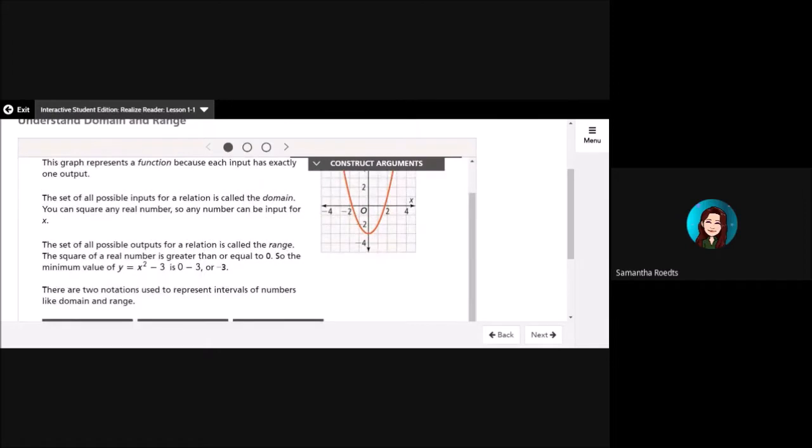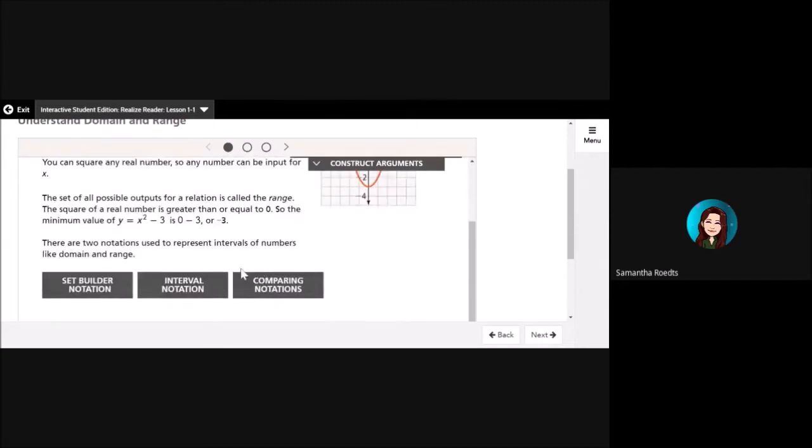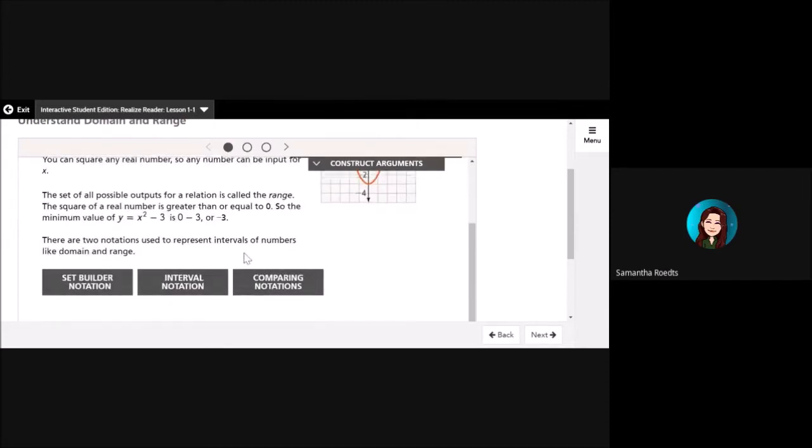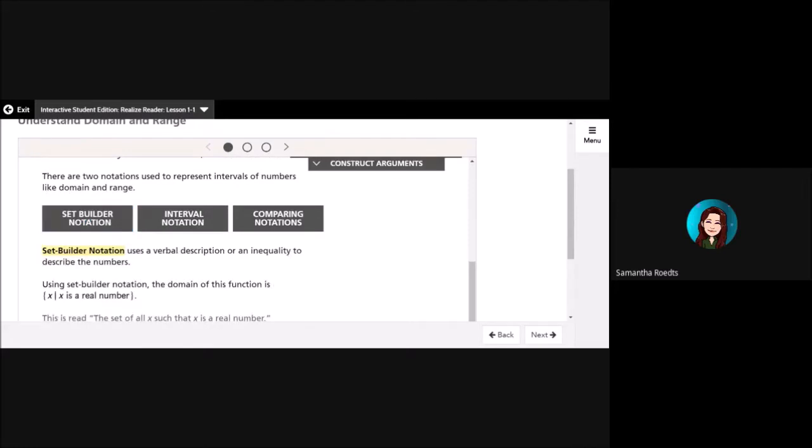The set of all possible outputs for a relation is called the range. The square of a real number is greater than or equal to 0, so the minimum value of y equals x squared minus 3 is 0 minus 3, or negative 3. There are two notations used to represent intervals of numbers like domain and range. So you have set builder notation, which uses a verbal description or an inequality to describe the numbers.